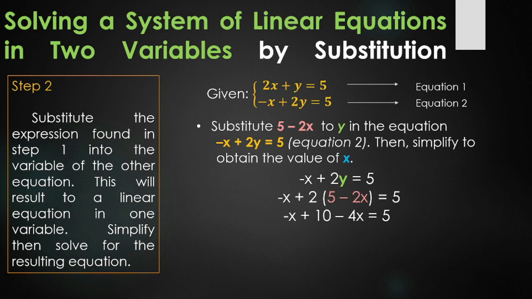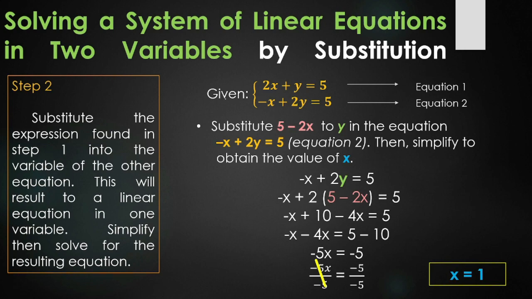So, 2 times 5 is 10. 2 times negative 2x is negative 4x. So, we now have the equation negative x plus 10 minus 4x equals 5. Then, we group the similar terms. So, on the left side, we have the terms negative x minus 4x. Then, on the right side of the equation, we have 5 minus 10. Let us perform the operations. Negative x minus 4x is negative 5x. 5 minus 10 is negative 5. To solve for x, divide both sides of the equation by negative 5. So, we now have the value of x, and that is positive 1.